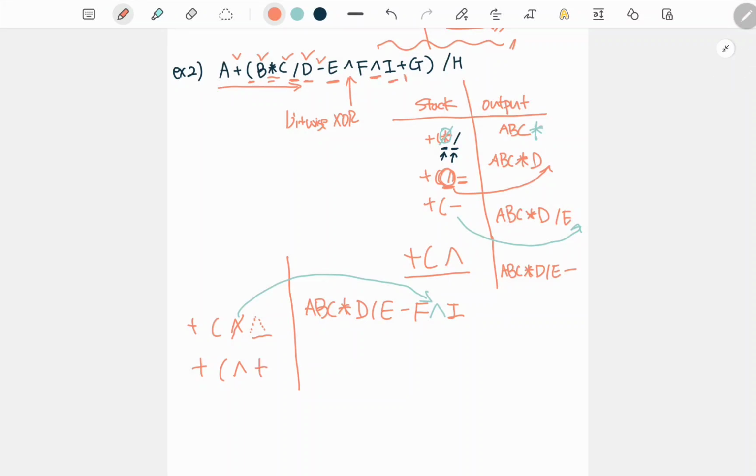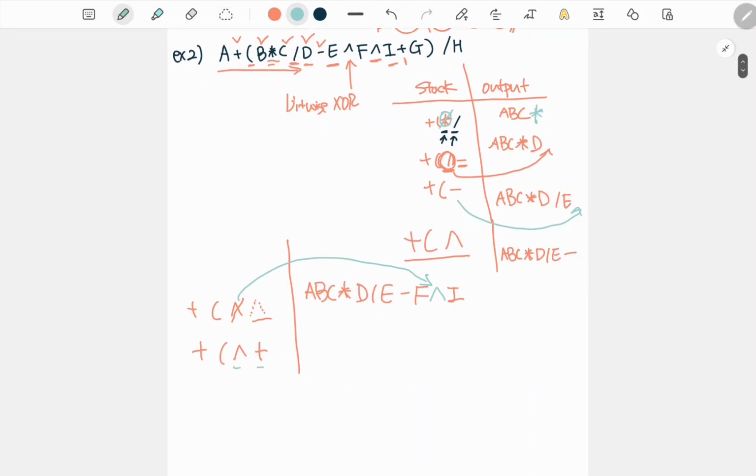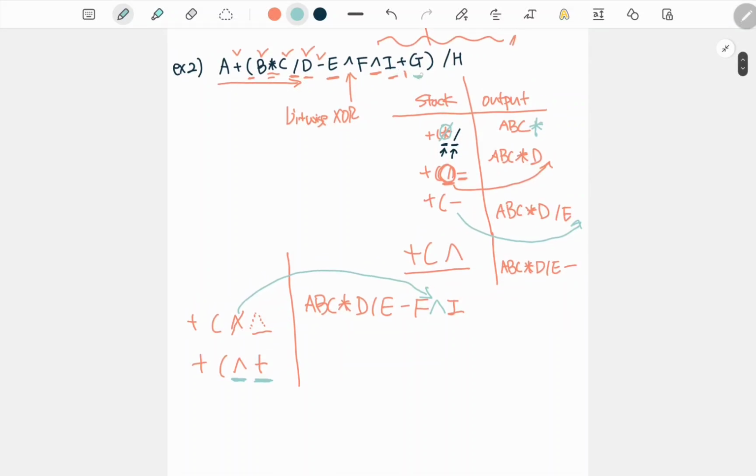Now plus goes here. So we have to check the priority between these two. But since we know that plus, the additive, has higher precedence than this bitwise XOR, we can leave it there. Okay, so next would be G, so G goes here. So if I write down the output one more time, we have this, and then we have another parenthesis.